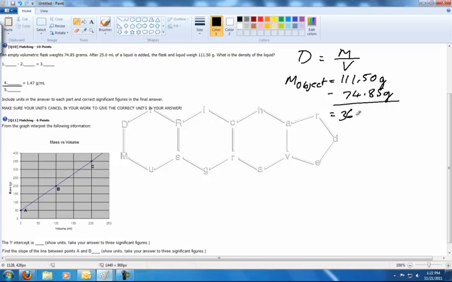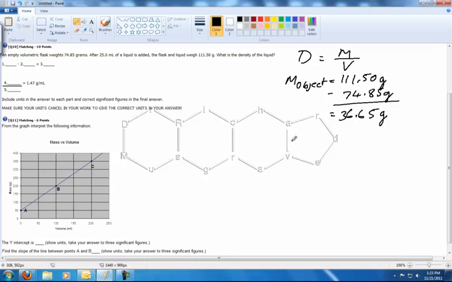And that's going to be 36.65 grams. Now, looking at the significant figures, we're doing a subtraction here, so we're going to deal with decimal places. So this is 2 decimal places, 2 decimal places. So our answer comes out to 2 decimal places as well. And notice that we're not using smallest number of significant figures here.